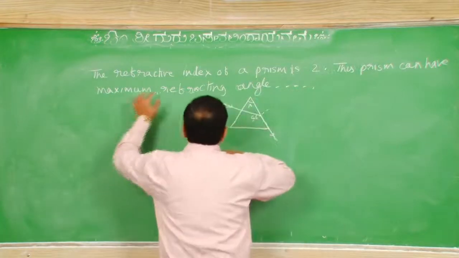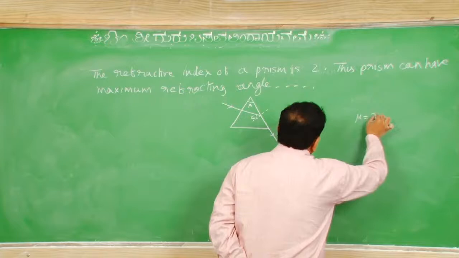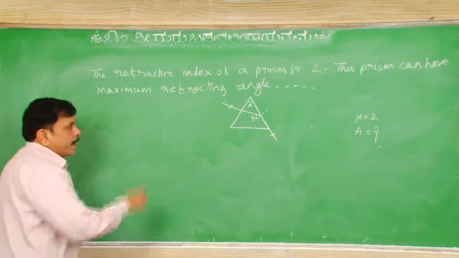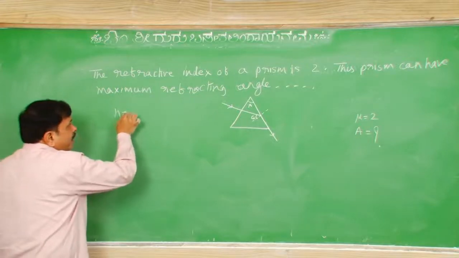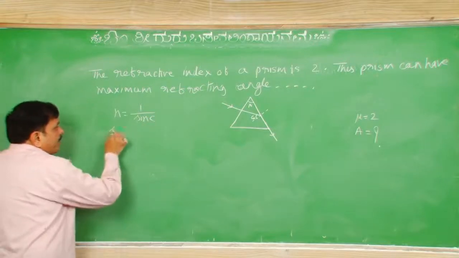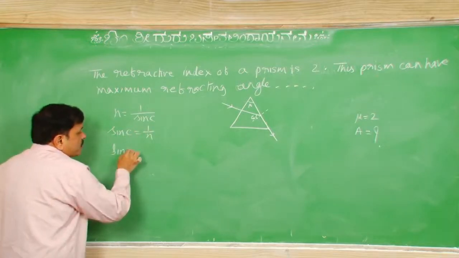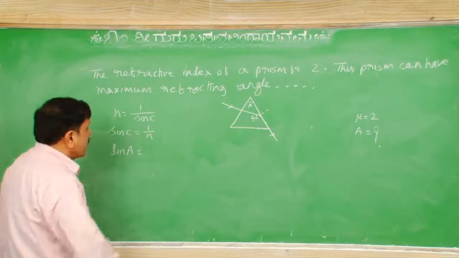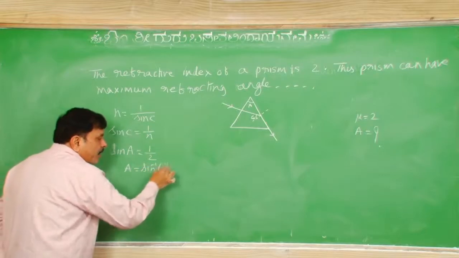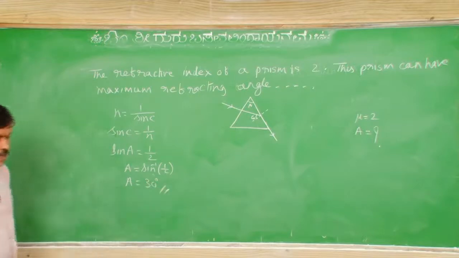Here the refractive index is given, that is mu equal to 2. We are asked to calculate the value of A, and we know that n is equal to 1 by sin C. So sin C is equal to 1 divided by n. Sin of C, where C is the angle of the prism, is equal to 1 by 2. A will be sin inverse of 1 by 2, that is nothing but A equal to 30 degrees will be the answer.